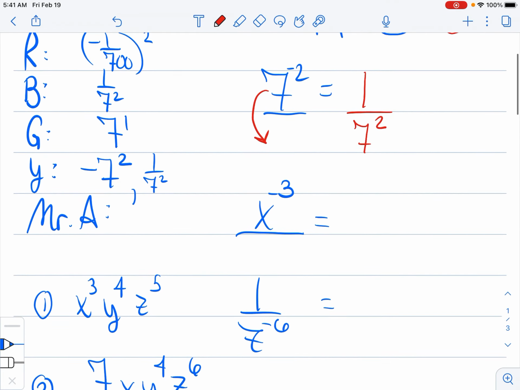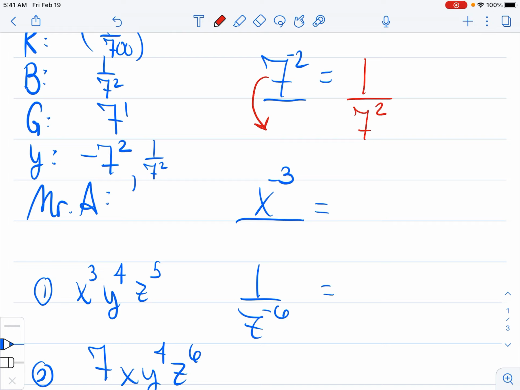And that also works for variable bases as well. So if I have x to the negative 3, that base x goes to the bottom like so, and I have 1 over x to the third. And the reason why there's a 1 in my numerator here and here is because there weren't other terms in the numerator. So when there's not any other bases left in the numerators of fractions, the numerator automatically becomes 1. And something similar for when you have a base with a negative exponent in the denominator, then that base would move to the numerator. So this becomes z to the 6th power.